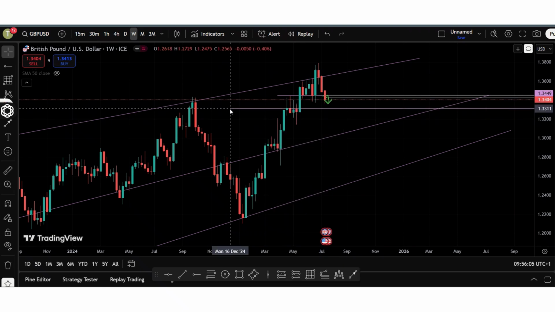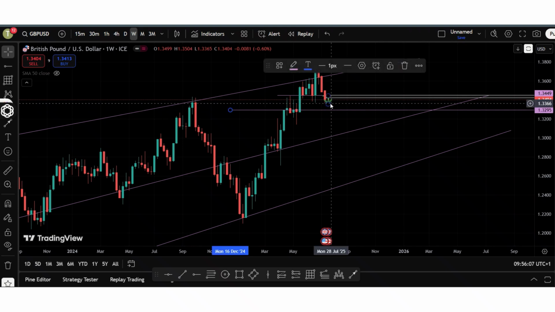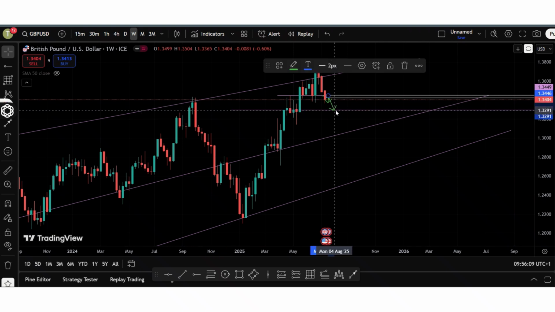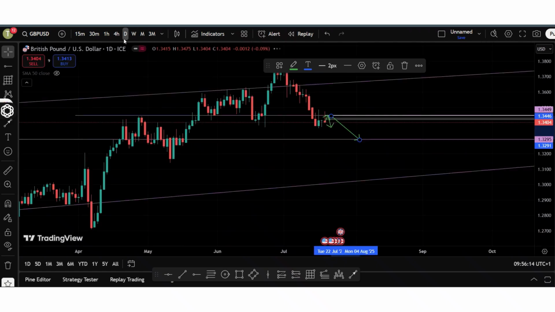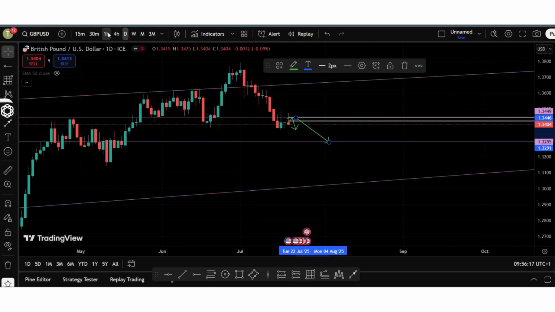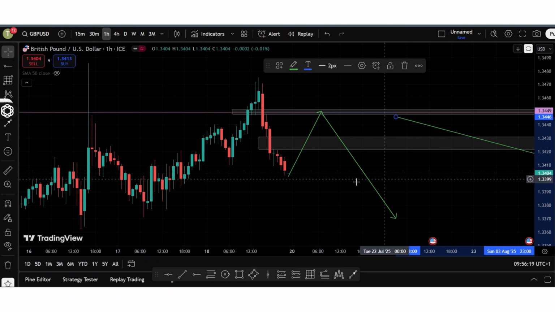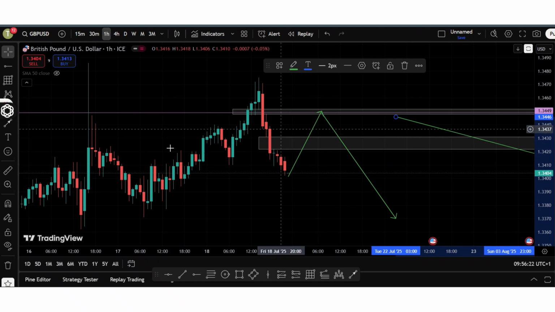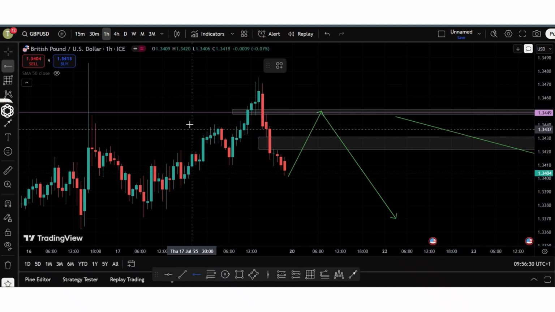So we have two levels to watch out for here. Price will retract to two major levels. Can you see that this is a head and shoulder, a perfect head and shoulder? So we can have two sell positions over here.